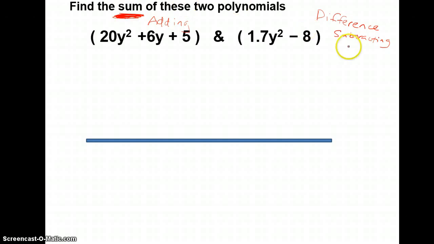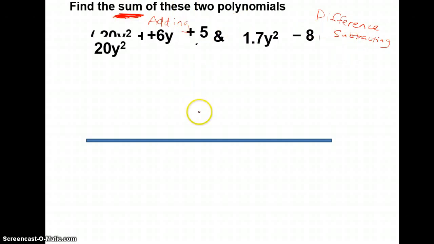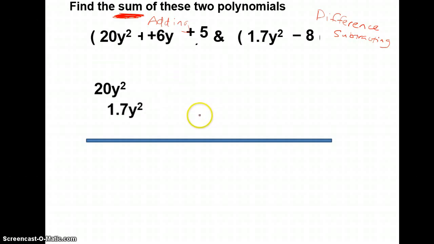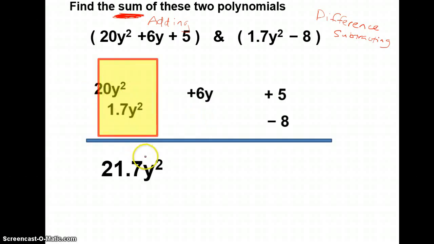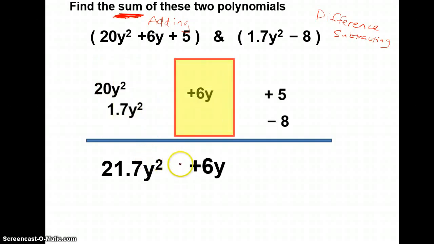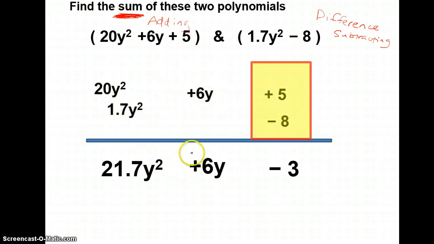So hopefully you got this right. Hopefully you were paying attention to the wording. And you got that grouping, and you got this response. 21.7y squared, positive 6y, negative 3.